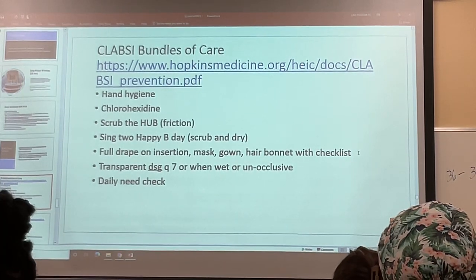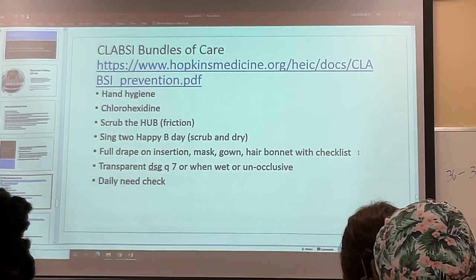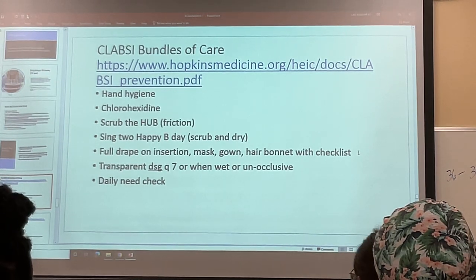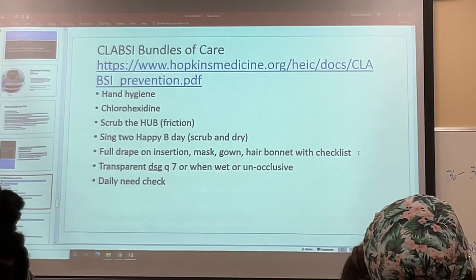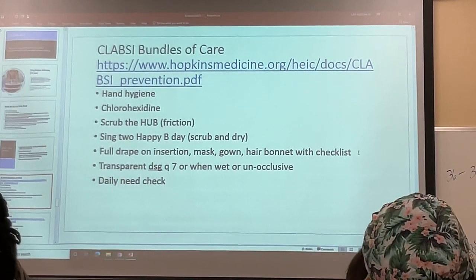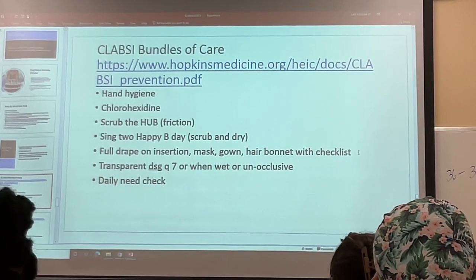We're going to have a timeout and then a checklist. Is this the right patient? Are we doing the right thing for the right patient? Are we scrubbing the area with chlorhexidine? Because that's part of the bundles of care to prevent the infection as we're putting in the line at the bedside. And then, do you have an occlusive transparent dressing?